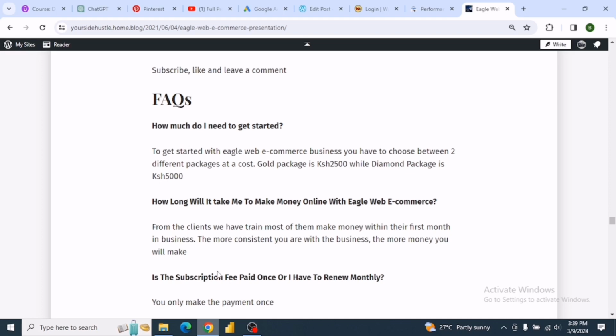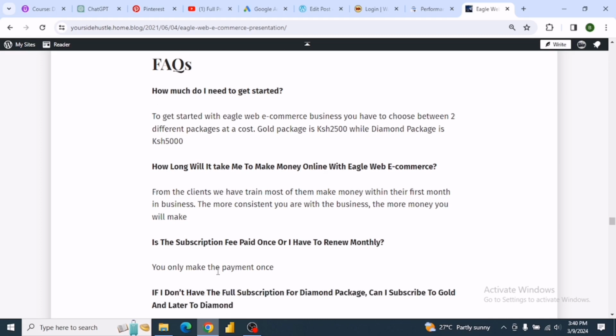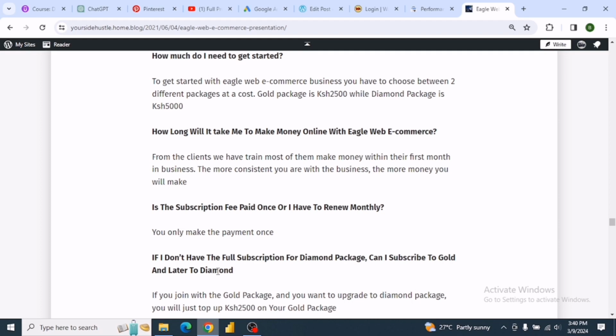Is the subscription fee paid once or do I have to renew monthly? This is a one-time payment. You don't need to renew like any other companies. If I don't have the full subscription fee for Diamond, can I subscribe to Gold and later to Diamond? Yes, you can always join with Gold and then later with Diamond.